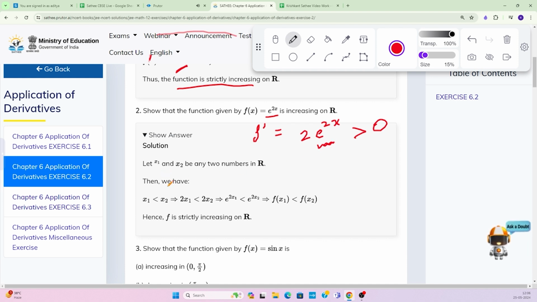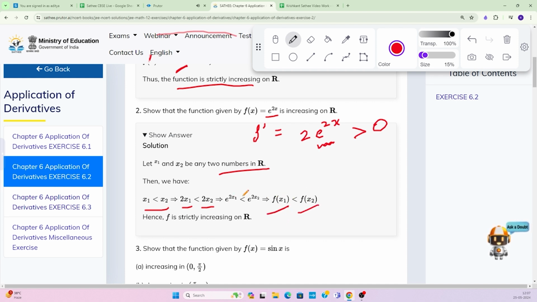But if you try the other method, let's take x1 and x2 to be any real numbers such that x1 is less than x2. Multiply both sides by 2 and you will get the same inequality: 2x1 less than 2x2. Further this implies e power 2x1 will be less than e power 2x2. This means f of x1 is less than f of x2.